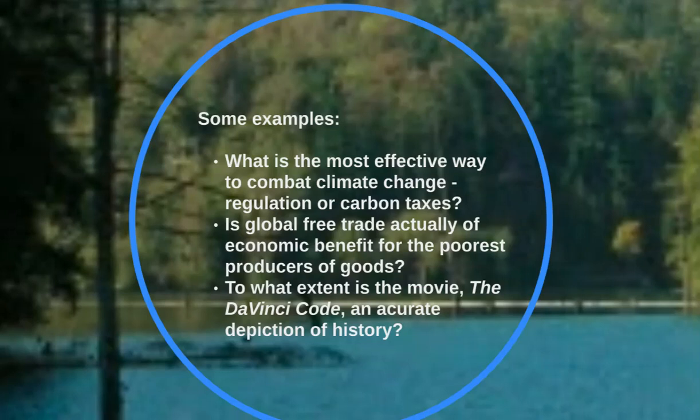So here's some examples of some questions that you might ask. What is the most effective way to combat climate change, regulation, or carbon taxes? There's quite a debate about this, which is the most valuable way to go. Is global free trade actually of economic benefit for the poorest producers of goods? We keep hearing that global free trade is a good thing, but the people on the ground, the people in the factories or on the farms, are they actually benefiting from global free trade? To what extent is the movie The Da Vinci Code an accurate depiction of history? It's got an alternate view of the history of Jesus and of the church. Is it accurate?